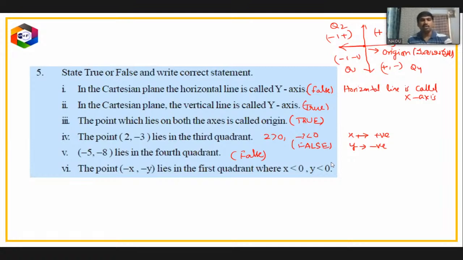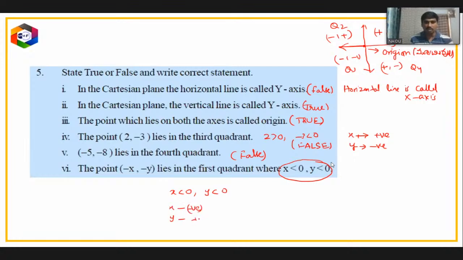Now the point minus x comma minus y lies in the quadrant where x is less than 0, y is less than 0. Children, it is not complicated, just a tricky question. Let us observe carefully. Here we have to read from here. x is less than 0 and y is less than 0. Here x is less than 0 in the sense x is negative.